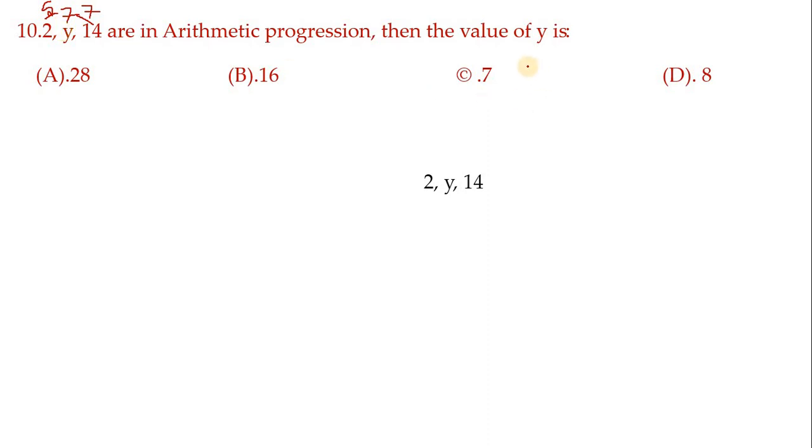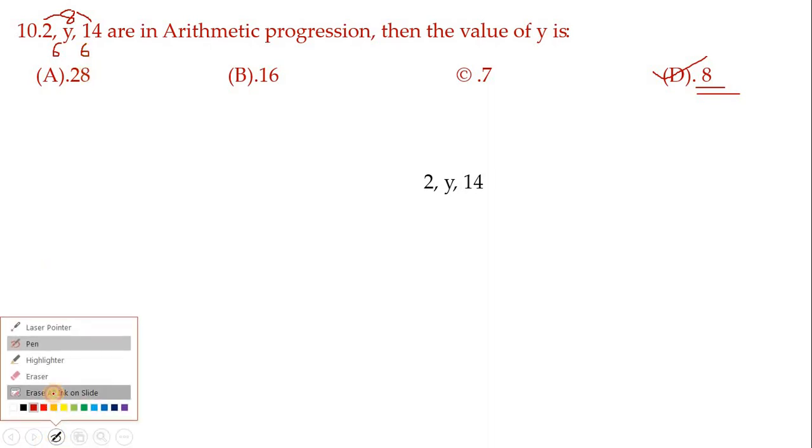So this is also not possible. Hence the only option left out is D. So 8 is the correct. If you want, you write it here. See, 2 to 8, how much difference there? 6 difference there. And 8 to 14, how much difference there? 6 difference there. So correct option is D.